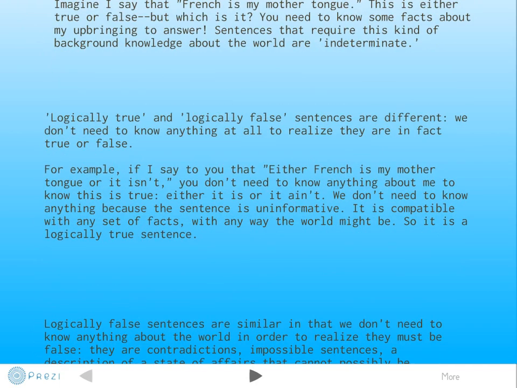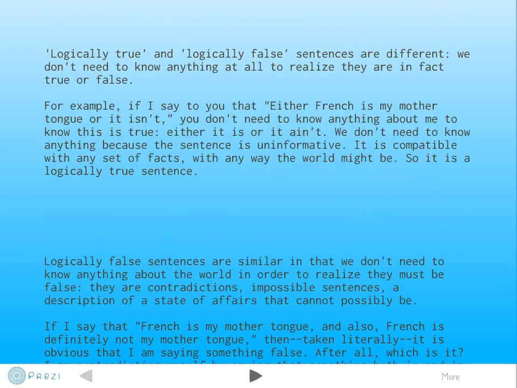Now, logically true and logically false sentences are different. We don't need to know anything at all to realize that they are, in fact, true or false. For example, if I say to you that, look, either French is my mother tongue or it isn't, you don't need to know anything about me to know this is true. Either it is or it ain't. We don't need to know anything because the sentence is uninformative. It's compatible with any set of facts, with any way the world might be. So it's a logically true sentence.